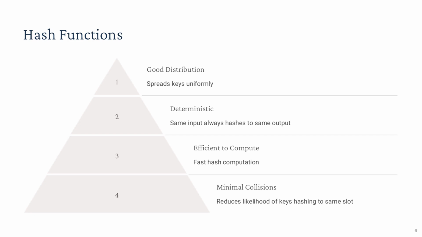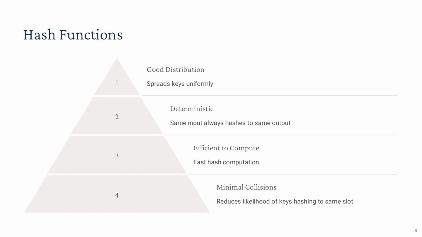The success of a hash table depends heavily on the quality of its hash function. A good hash function must achieve several key objectives. First, it should spread keys uniformly across all slots to minimize collisions. Uniform distribution ensures that the load factor remains balanced, which is critical for maintaining O(1) average operation times.